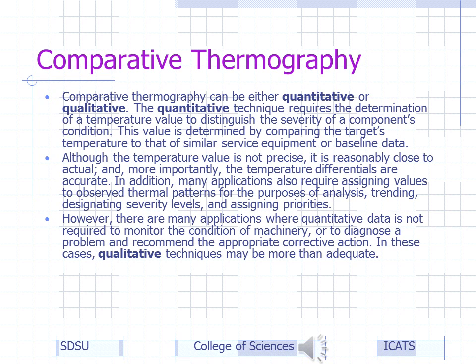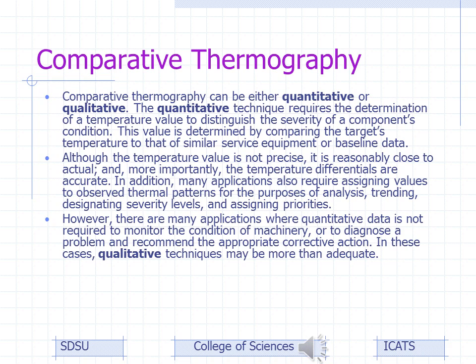Okay. Moving on. Comparative thermography can be either quantitative or qualitative. The quantitative technique requires the determination of a temperature value to distinguish the severity of a component's condition. Its value is determined by comparing the target's temperature to that of similar surface or equipment from a baseline data. Now, most often this is only done within the same piece of equipment or the same environment or the same within a foot or so. Often, though, a good thermographer will need to go to a different piece of equipment somewhere else, a different surface, to get the ambient temperatures and compare it. That makes it a little bit difficult in some applications, but that's how it's done correctly.